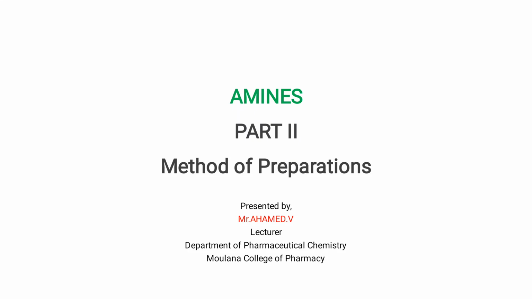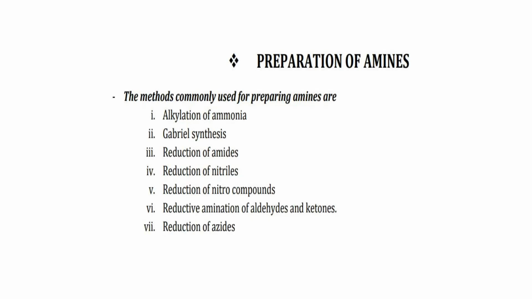Dear students, today we are going to discuss the topic methods of preparation of amines. The methods commonly used for preparing amines are alkylation of ammonia, Gabriel synthesis, reduction of amide, reduction of nitrile, reduction of nitro compound, reductive amination of aldehyde and ketone, and reduction of acid. These are the commonly used methods of preparing amines.